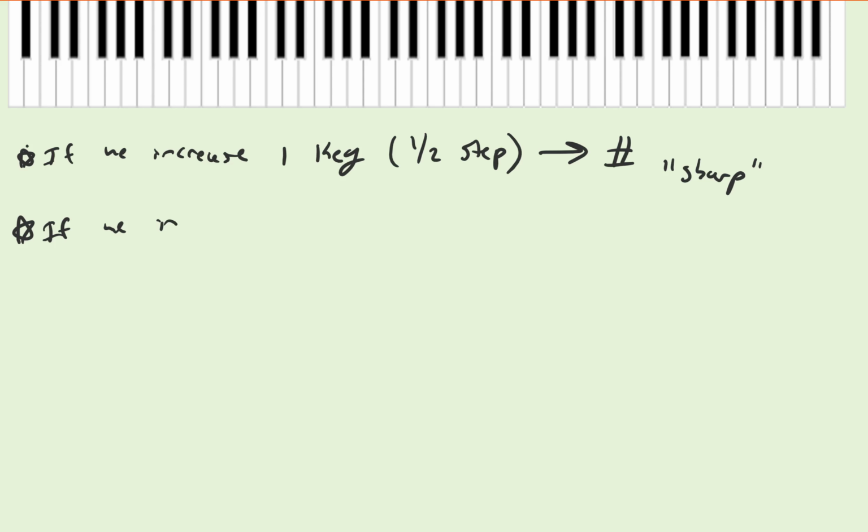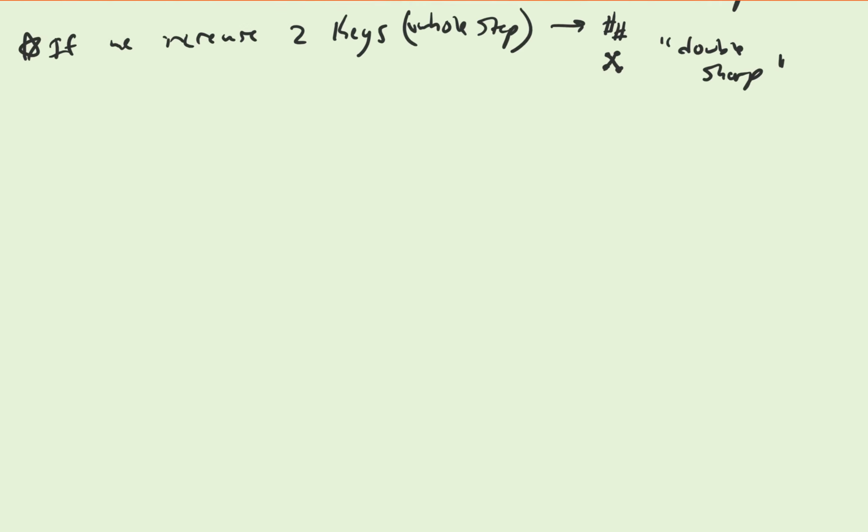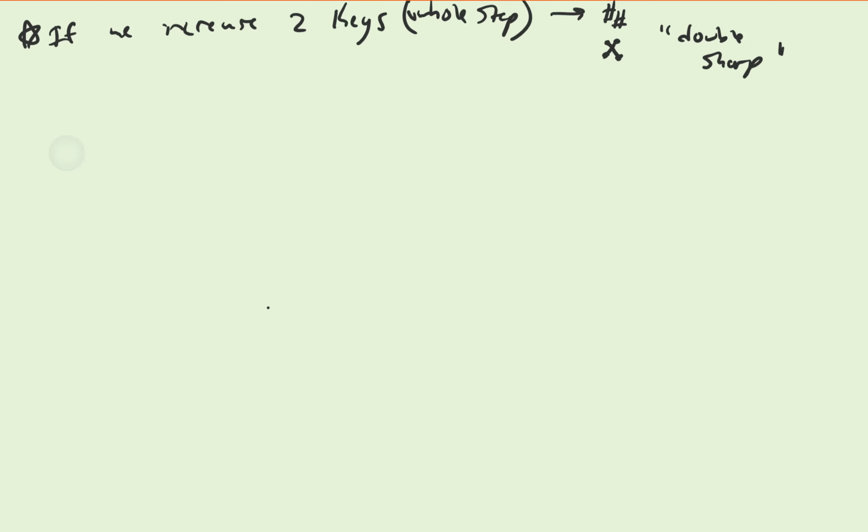And if we increase 2 consecutive keys, this is what we call a whole step. Some people may write it as sharp, sharp, or some people may write it as an X. So this is a double sharp. So let's demonstrate exactly what a sharp represents.